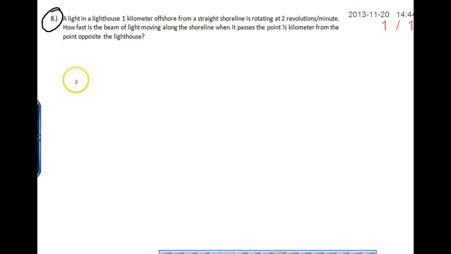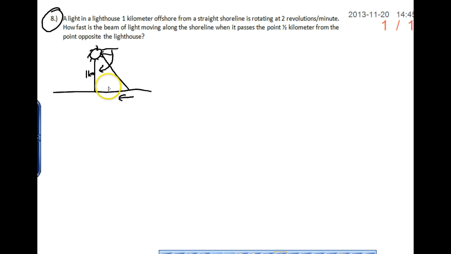So, if we draw a picture, we draw a straight shoreline, we draw this lighthouse. This is a bird's eye view. The lighthouse is shining on the shore or around into the water, and it is 1 kilometer offshore. Now, the lighthouse's beam is rotating, so if it is shining, it's rotating around. So, at some point, it is going to hit the shoreline, and let's say it is moving along the shoreline.